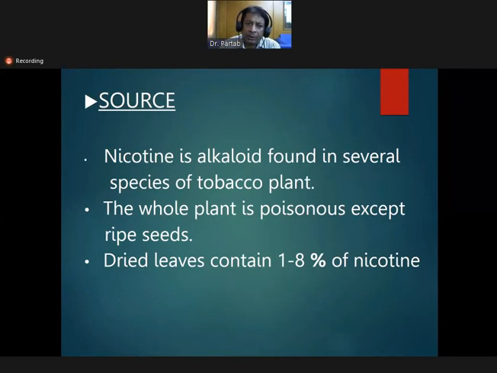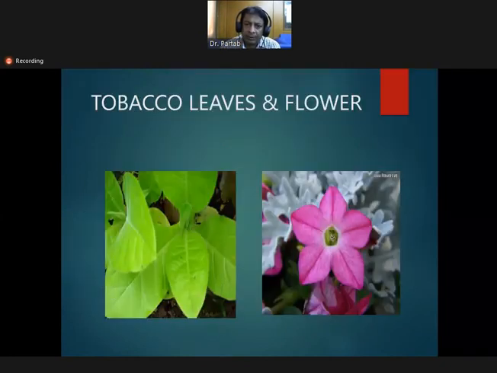The source of nicotine is an alkaloid found in several species of the tobacco plant. From the flowers, from the seeds up to the root, the tobacco plant contains nicotine. The whole plant is poisonous except the ripe seeds. The ripe seeds may have only a very, very minor dose of this lethal poison. Dried leaves contain 1 to 8% nicotine. These are the flowers and leaves of the tobacco plant.